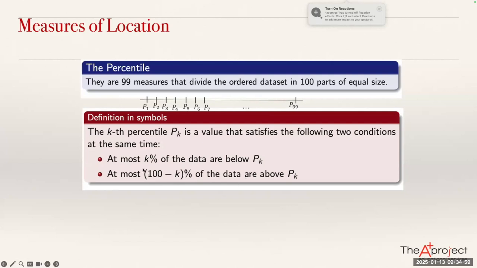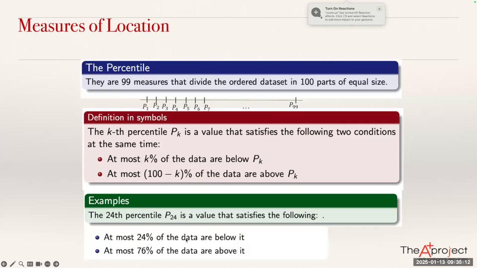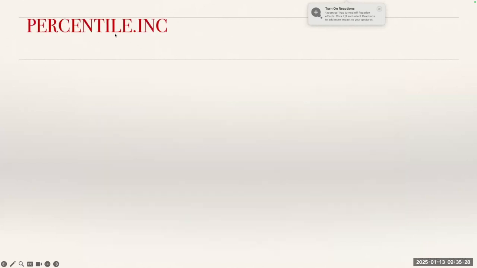PK. I say at most. For example, the 24th percentile, P24, is a value that satisfies the following: 24% of the data are below, 76% above. Excel has two different approaches to compute the percentile. One is called PERCENTILE.INC. You can type equal PERCENTILE.INC, open bracket, and select the data you are going to compute the percentile for.